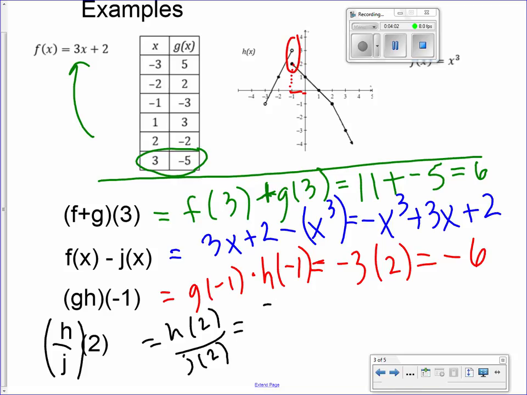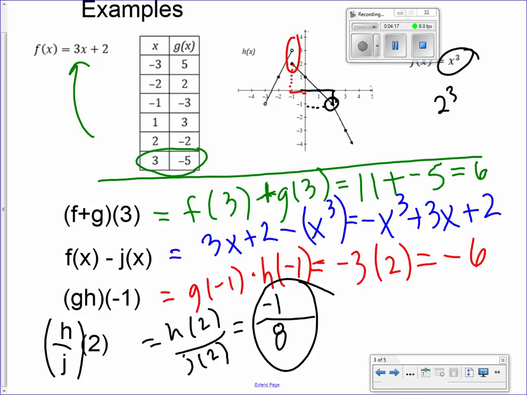So h of 2, again, I'm reading off the table. I'm going over to 2, and I'm seeing that the output is negative 1. And then j of 2, I'm going to use this equation, x cubed. 2 cubed is 8. So, and I would simplify if I could, but that's simplified already. So negative 1/8 is the solution there. So that's what your basic operations look like.